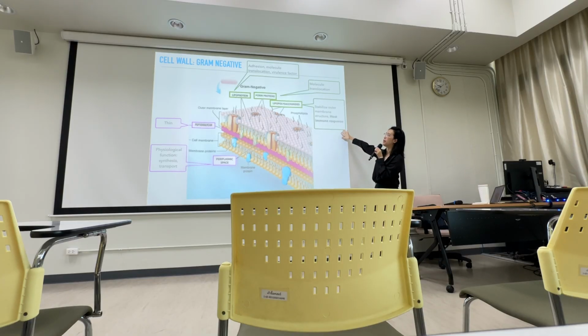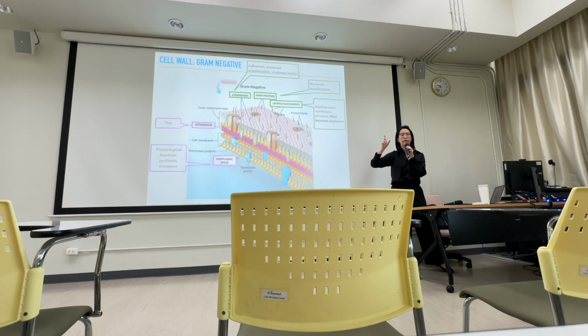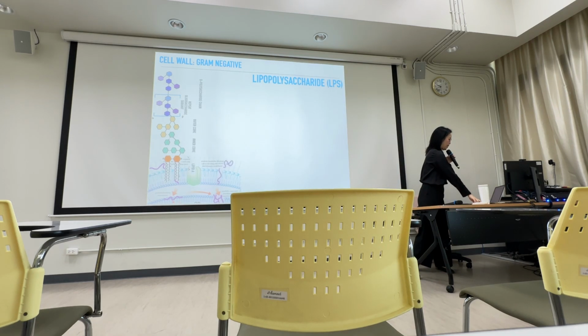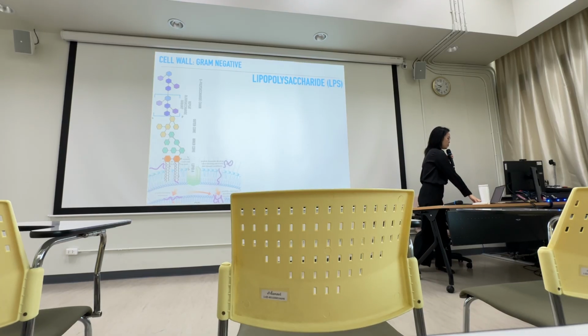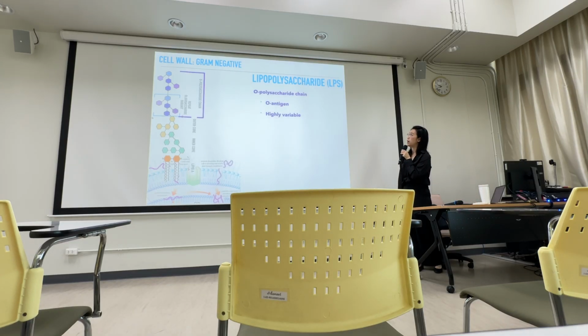But the other part that's quite important for gram-negative bacteria is lipopolysaccharide. It also helps to make the cell wall more rigid, but it's involved in host immune response. This lipopolysaccharide, or LPS, is one of the major virulence factors of the gram-negative bacteria. You will see LPS a lot after this, as you learn about the gram-negative pathogenic bacteria, because as I said, it's one of the major virulence factors.